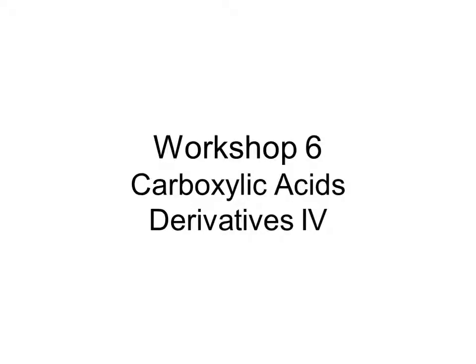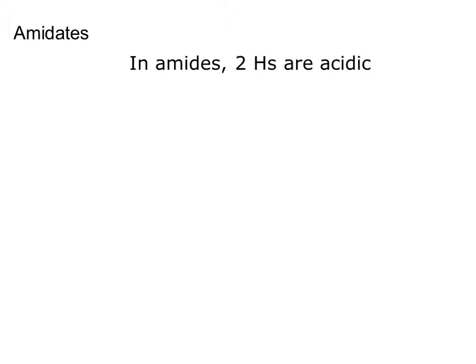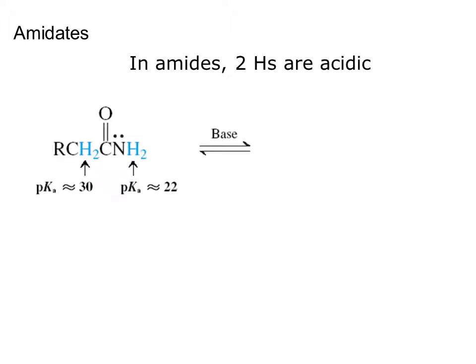This video is going to be the last video in the carboxylic acid derivative series. We're going to start by talking about the amidate ion. If we think back to the structure of amides, there are actually two protons that could be removed. The amide proton has a lower pKa, so we're going to see that proton be taken off rather than our traditional alpha proton. So this amidate ion allows for a very interesting mechanism.